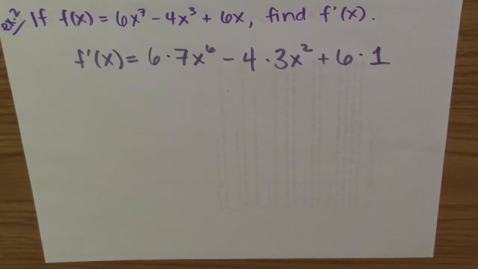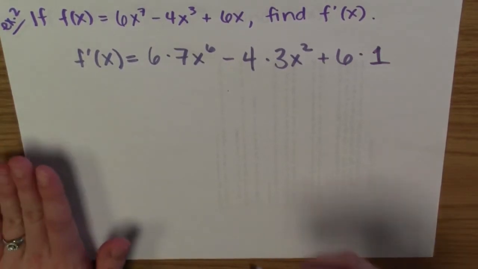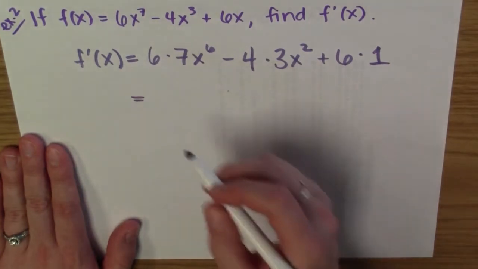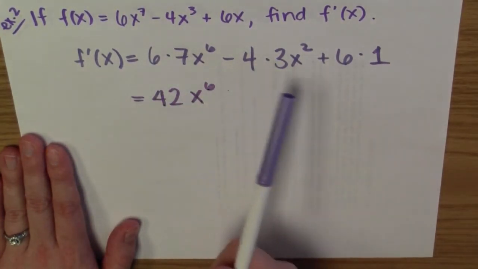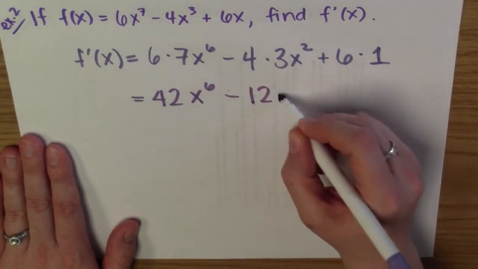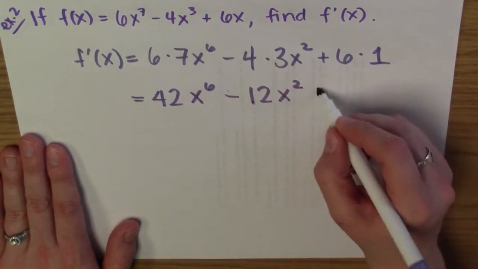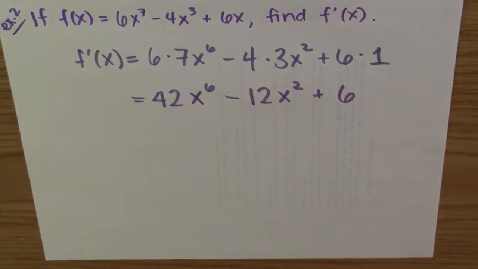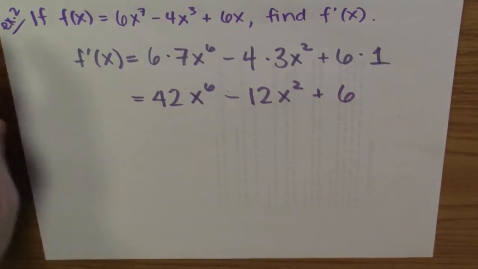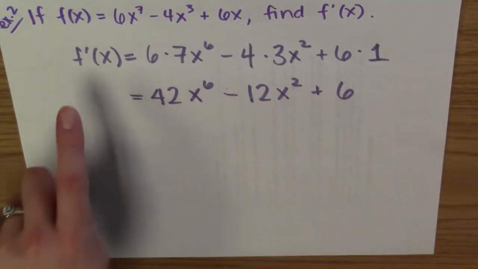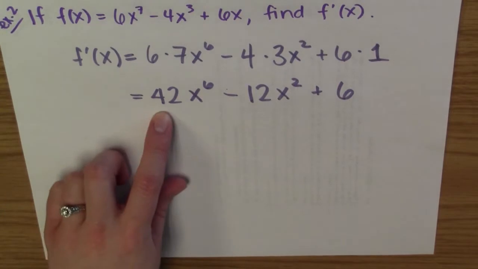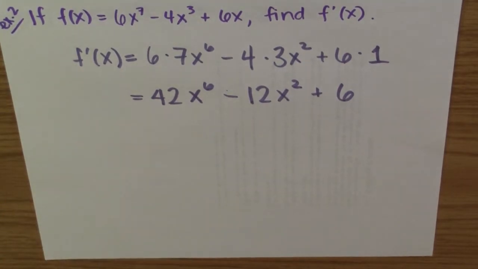That was even faster than last time, but I still have to clean things up a little bit. 6 times 7 is 42, so 42x to the 6th power. 4 times 3 is 12, so I have minus 12x squared. And 6 times 1 is just 6. Cool. So this is my answer for example 2. Again, since it's a polynomial, I just write out all my terms like this, and I end up with 42x to the 6th minus 12x squared plus 6.